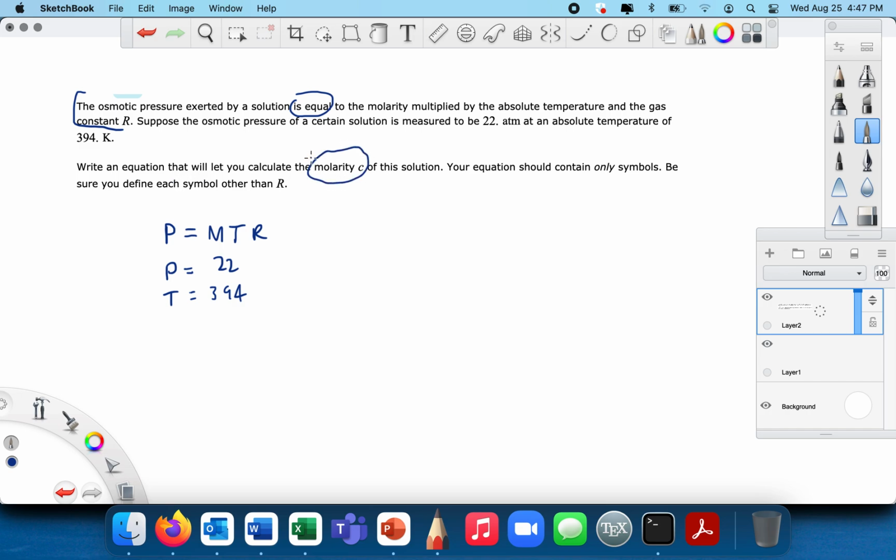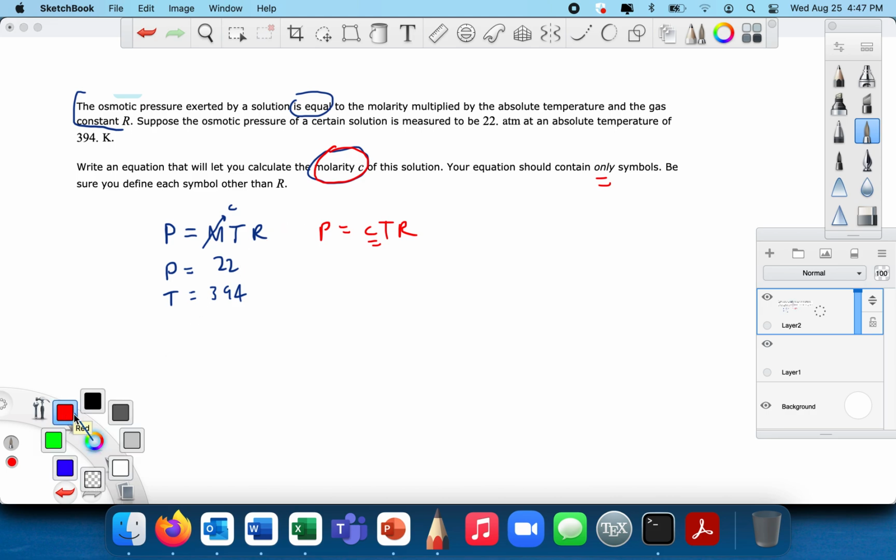Oh, wait a second, molarity C. And I wrote molarity as M, so I'm gonna change this to C, okay? So my equation then is gonna be osmotic pressure is equal to C T R, right? Because they told me, do it in C. Write an equation that will calculate the molarity C of the solution. All right, so I've got my equation. Your equation should contain only symbols. All right, oh, okay, I'm gonna calculate the molarity, so I really should isolate C.